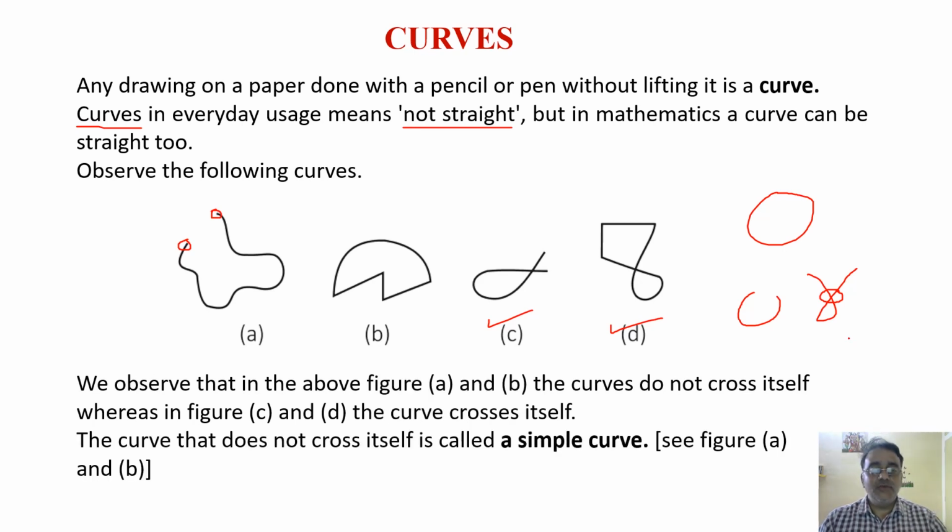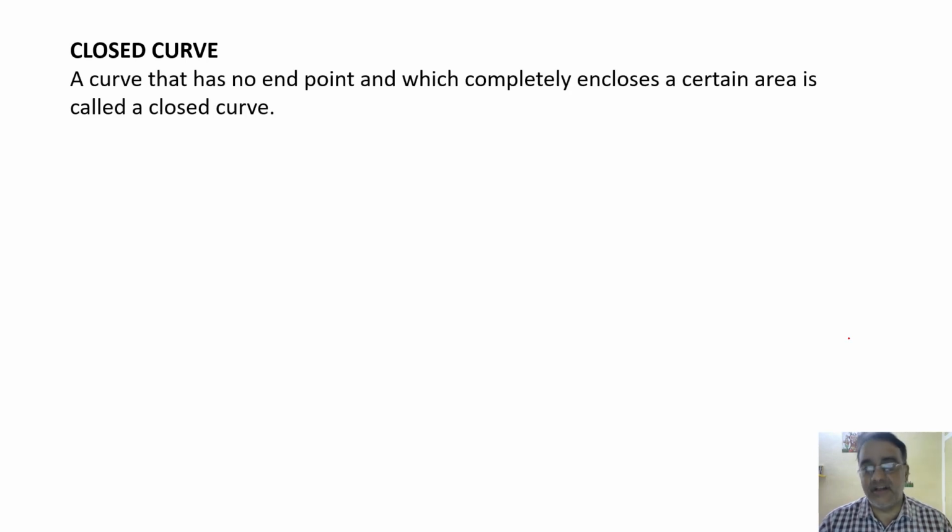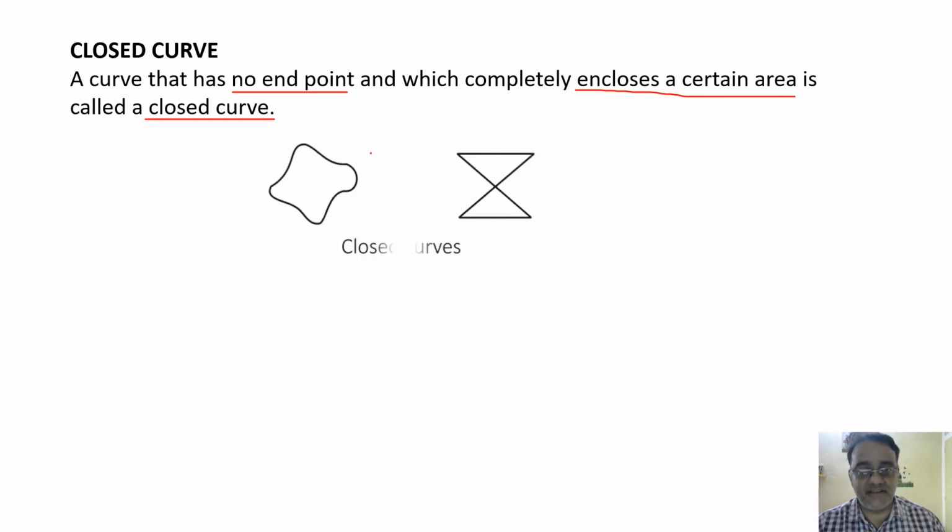Now we are moving toward the different types of curves. Let us start with the first, closed curve. A curve which has no endpoints and which completely encloses a certain area is called a closed curve. I repeat, a curve that has no endpoint and which completely encloses a certain area is called a closed curve. See these figures. This encloses this area and it has no endpoints.